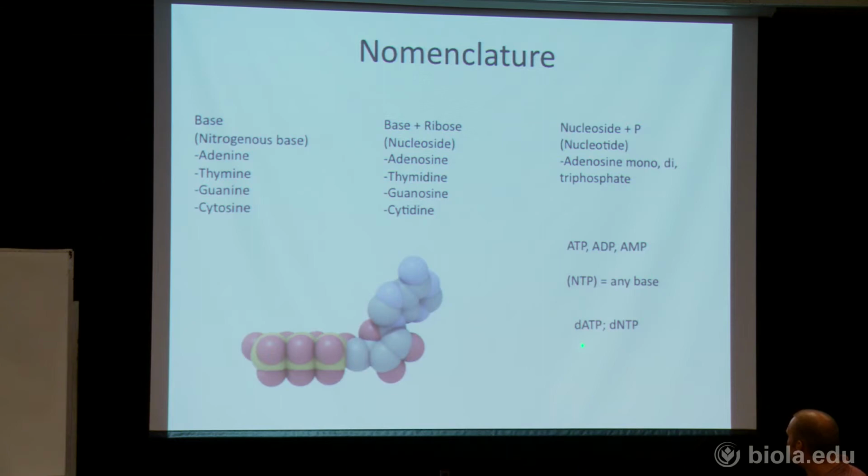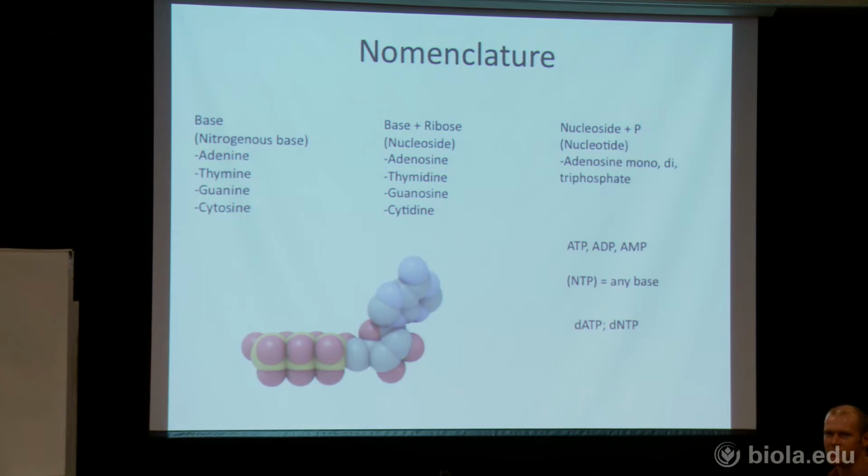Up to this point, we've all been talking just about RNA nucleotides. If it's a DNA nucleotide, you have to indicate that as well. And so we would call them deoxyadenosine triphosphate. So dATP would be the deoxy form.